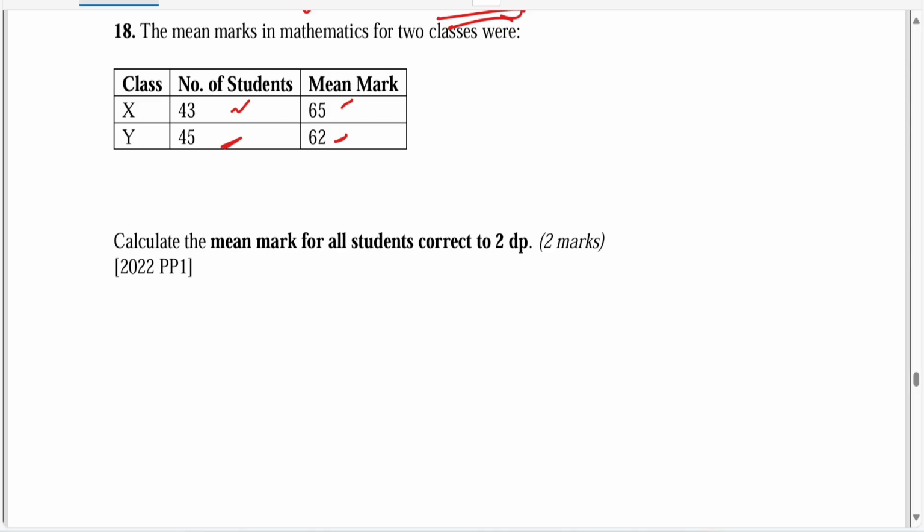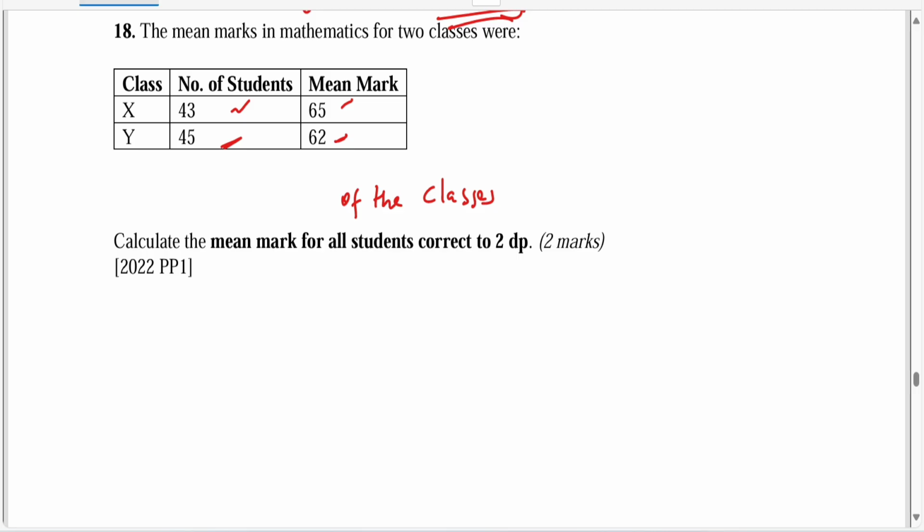Hii hapa hiyo mean mark for all students kweli. Unless I'm tripping here. The question says the mean mark for all students. Oh no, not for all students. I don't know who wrote this, but there's a friend of mine who wrote this. So if he is watching, make sure you correct it next time. So the mean mark not for all students of the mean mark of the class, but I think it's the same. The mean mark of the classes or for all students. So I was somehow confused.